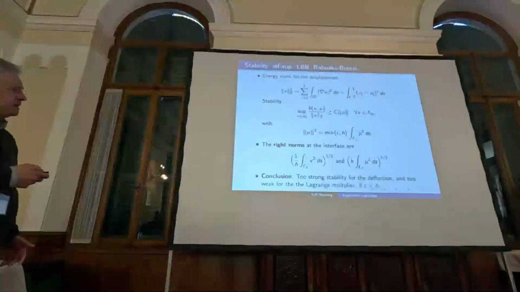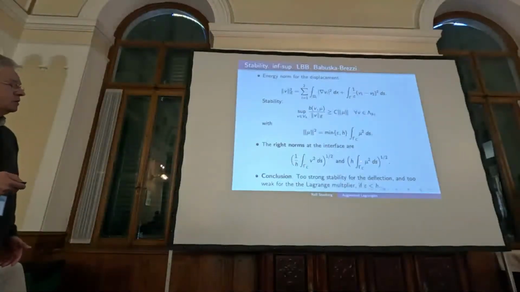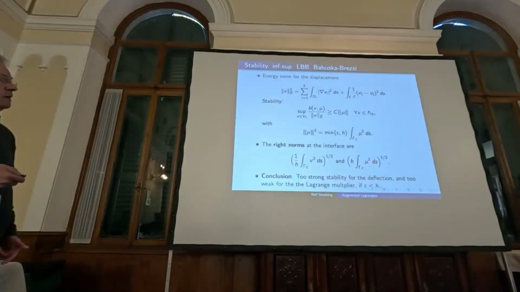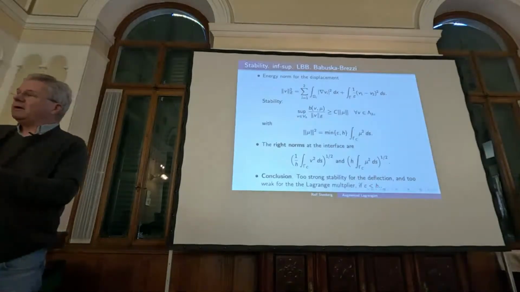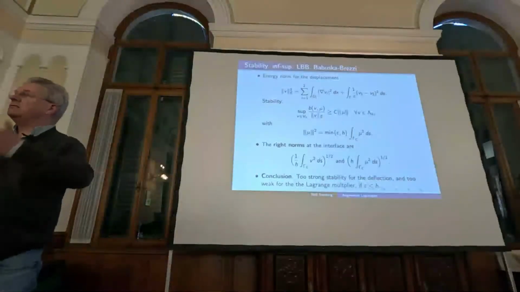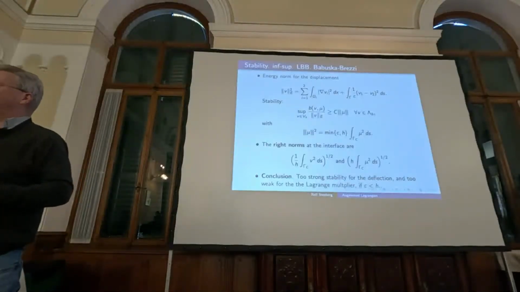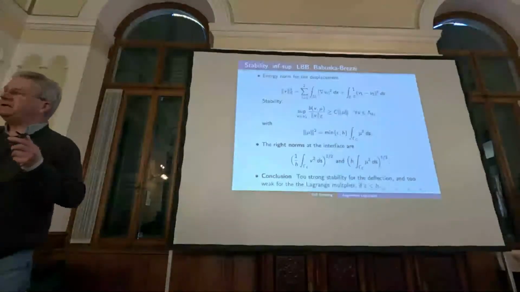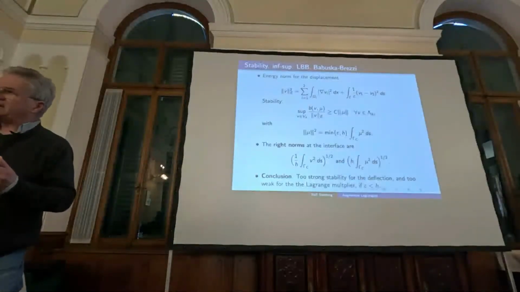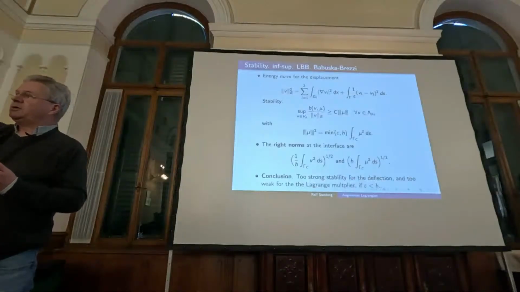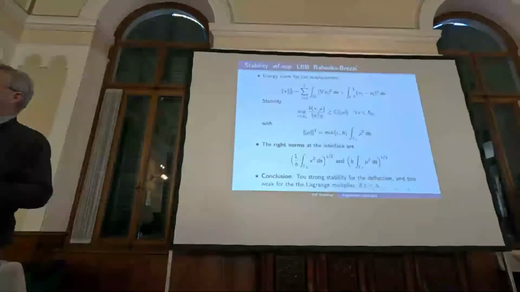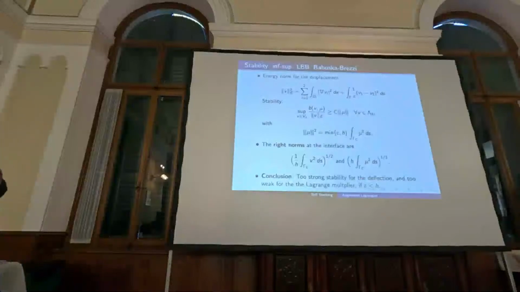Okay, so that's the right norm. Again, too strong stability for the deflection, and too weak for the Lagrange multiplier if epsilon is less than h. But once it's bigger than h, everything is fine. Yesterday the Lagrange multiplier was 10 to the power minus 5. The same thing here is that this is a consistent method. You plug in the exact solution, and you can choose the Lagrange multiplier, but it has to be less than the mesh parameter.